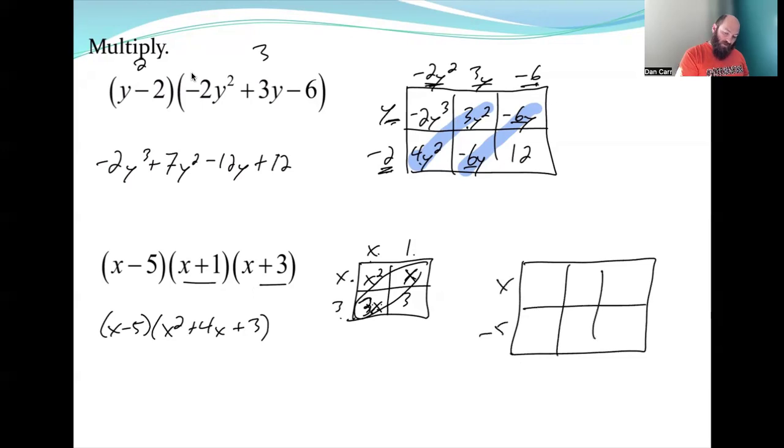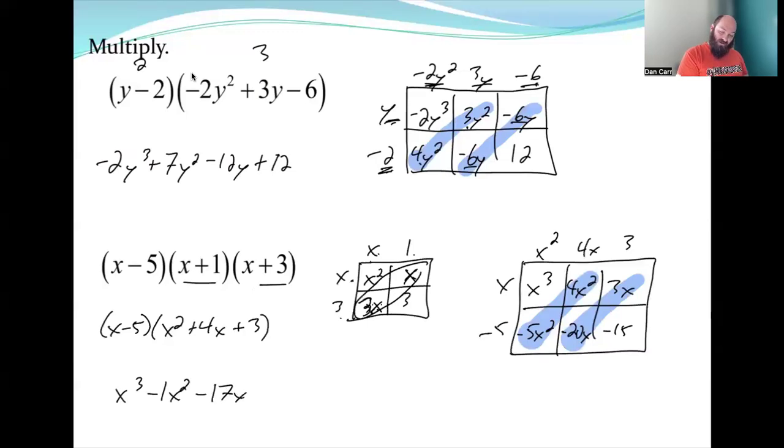So x and a negative 5, x squared, 4x, and 3. So I've got x times x squared is x to the third power, 4x squared, 3x, negative 5x squared, negative 20x, negative 15. And again, you're going to look for where they match up with their like terms. So in the end, I'm going to have x cubed. Negative 5 plus 4 is negative 1x squared. Negative 20 plus 3 is negative 17x. And then a negative 15.